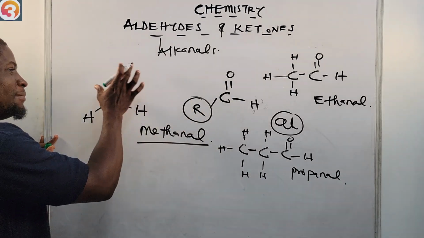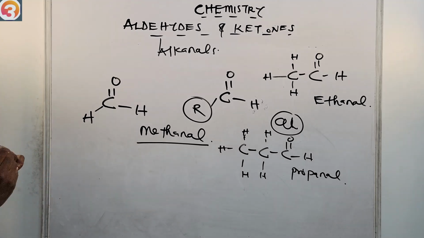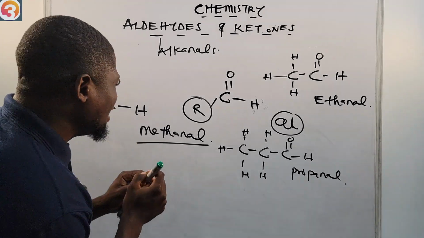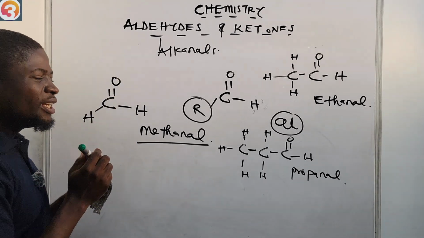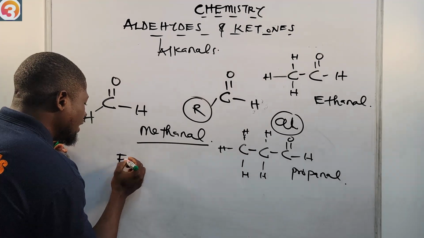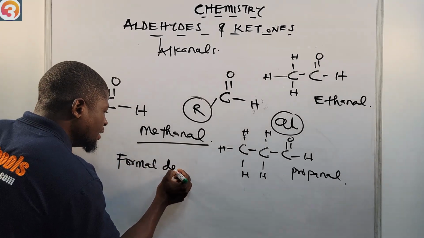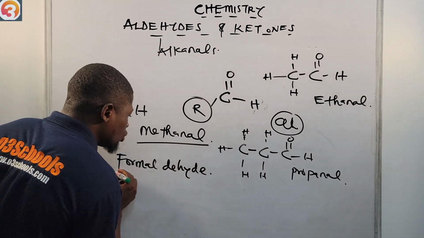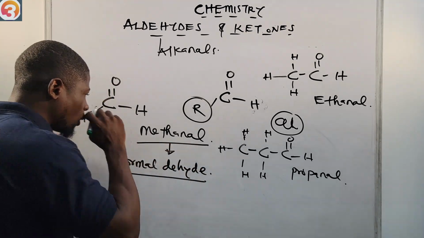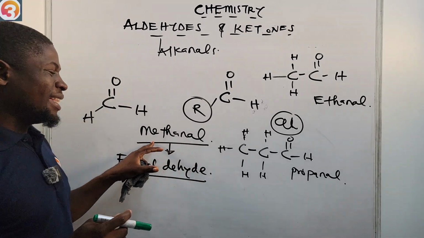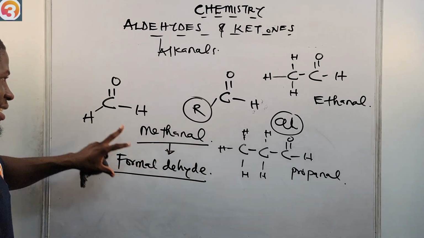This methanal is the simplest aldehyde that we have. And apart from it being the simplest aldehyde, it has another common name that we call it: formaldehyde. This methanal is also called formaldehyde. This is the common name for methanal, formaldehyde. This is the formula.